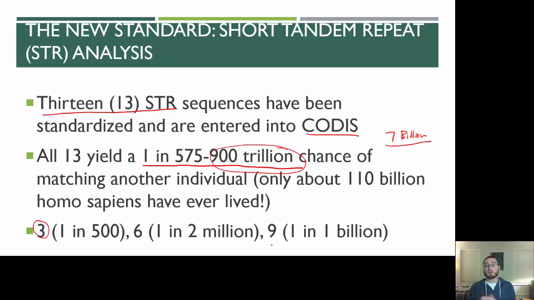It's just not possible. But we take it a step further. We go to 13 STRs, and that yields a 1 in 900 trillion chance, which means it would never happen. No one would ever have. There's only been 110 billion Homo sapiens, 110 billion humans that have ever lived in the history of the world. And we're taking it to that 900 trillion level. So it's just not happening.